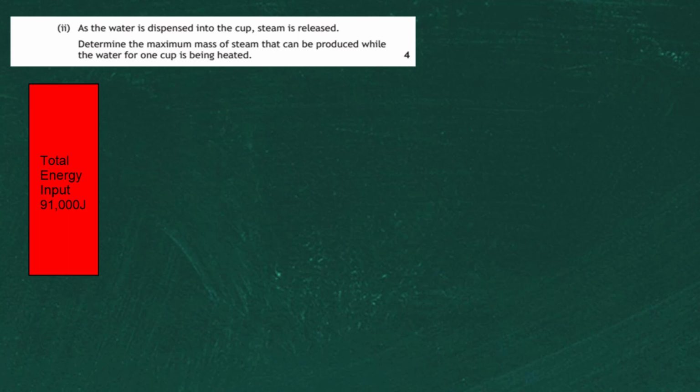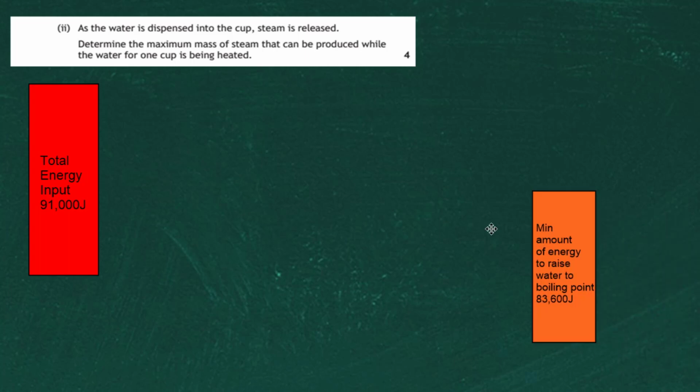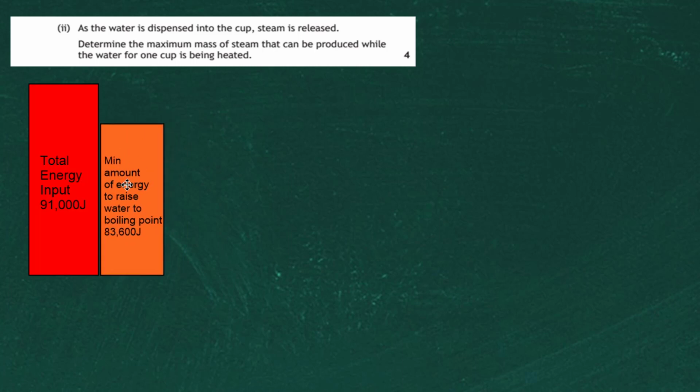Now, the temperature of the water has gone up from 20 degrees Celsius to 100 degrees Celsius, the boiling point, and we worked out that the minimum energy needed to do that was 83,600 joules. So that's the cost of raising water from 20 degrees Celsius up to boiling point. Now, as you can see, there's a shortfall in energy. Where's that shortfall of energy gone to? It seems to be hidden somewhere.